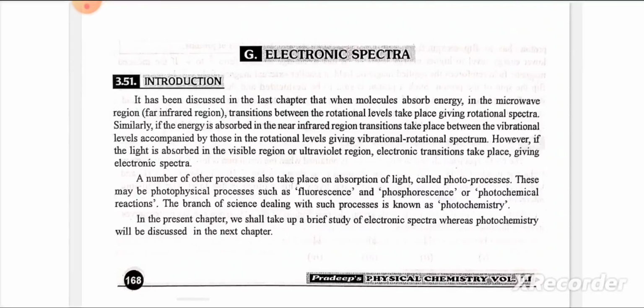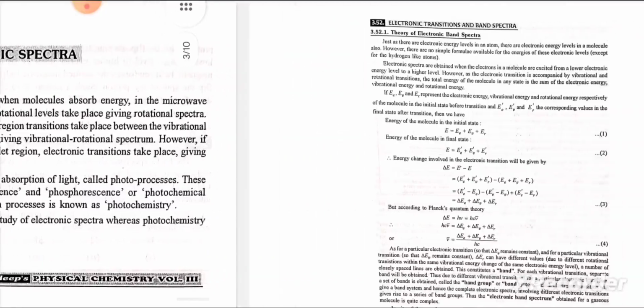A number of other processes also take place on absorption of light, called photoprocesses. These may be photophysical processes such as fluorescence and phosphorescence, or photochemical reactions. The branch of science dealing with such processes is known as photochemistry. In the present chapter, we shall take up a brief study of electronic spectra, whereas photochemistry will be discussed in the last chapter.